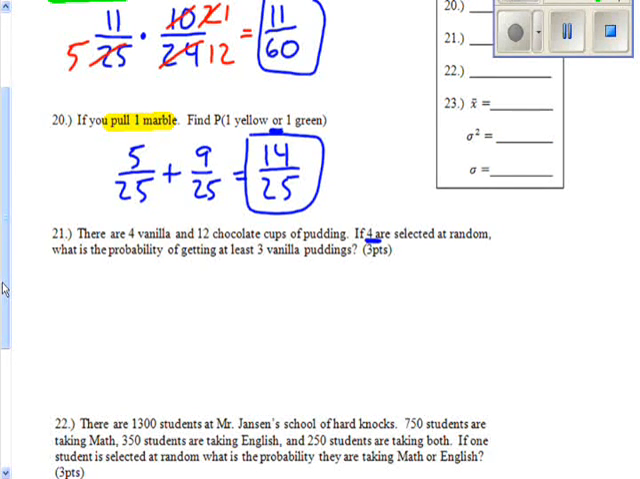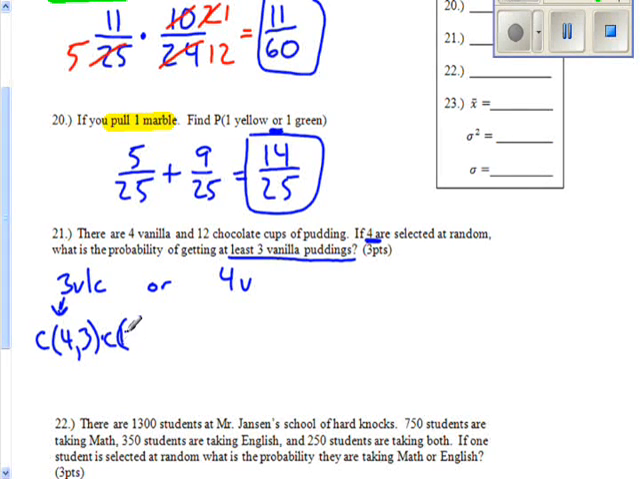Since it says at least 3 vanilla puddings, that means I could have 3 vanilla puddings and 1 chocolate pudding, or I could have 4 vanilla puddings with no chocolate puddings. Since this is complex probability, I'm going to have to do a combination for each of these. For 3 vanillas, there are 4 vanilla cups, and I want to pick 3 of them. And for 1 chocolate, it's 3 vanilla and 1 chocolate, so I multiply. There are 12 chocolate cups of pudding, and I want 1 of them, so it's 12 choose 1.